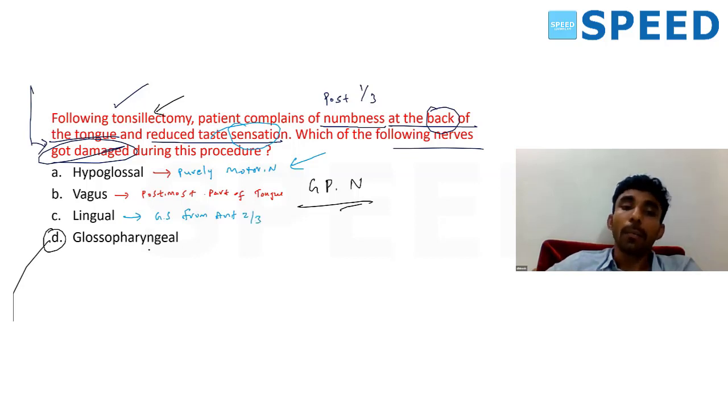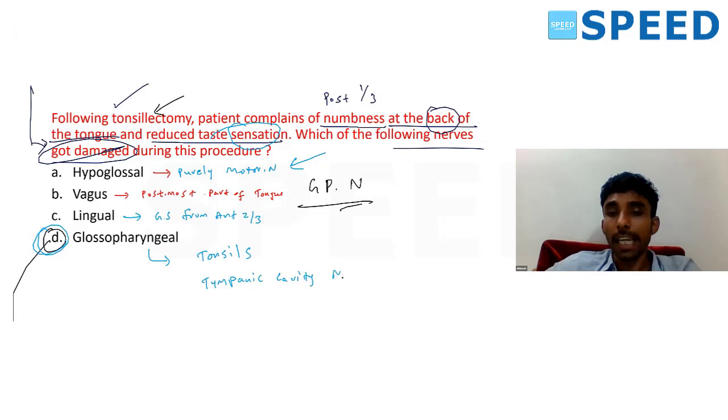What about glossopharyngeal nerve? That is the answer for this question. We know glossopharyngeal nerve supplies the tonsils. Not only tonsils, it also supplies the tympanic cavity, that is middle ear cavity. Tympanic cavity, otherwise called middle ear cavity, isn't it? And also it supplies the posterior 1/3 of the tongue. Okay, fine.